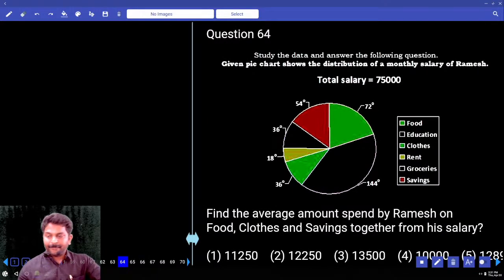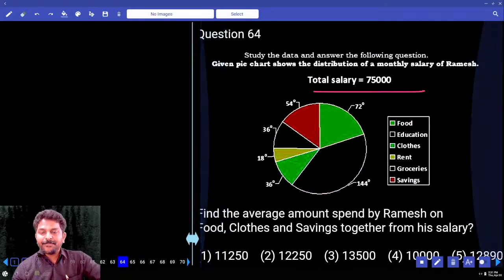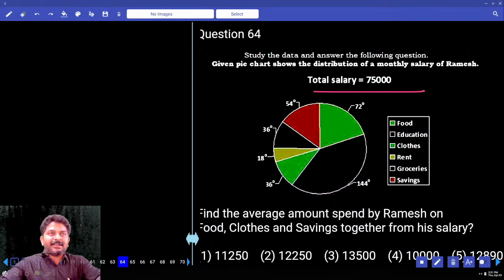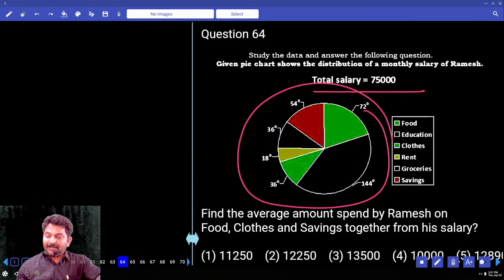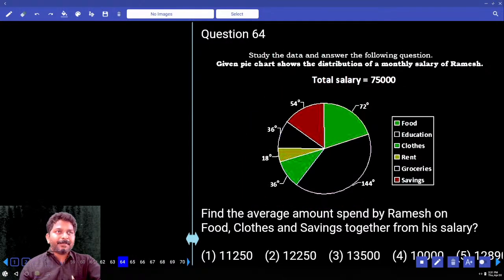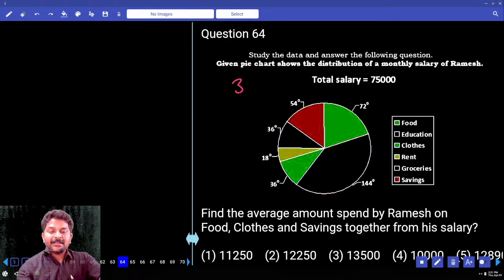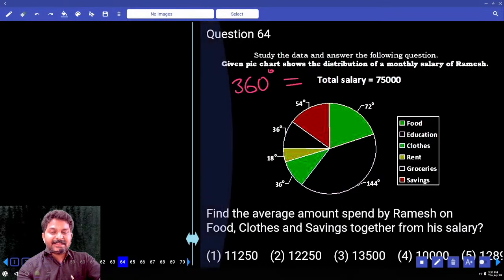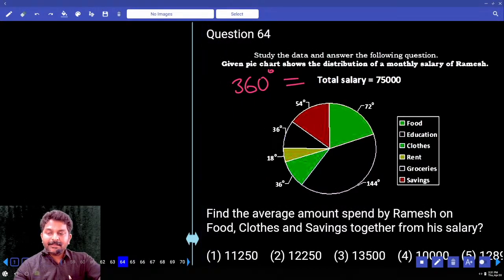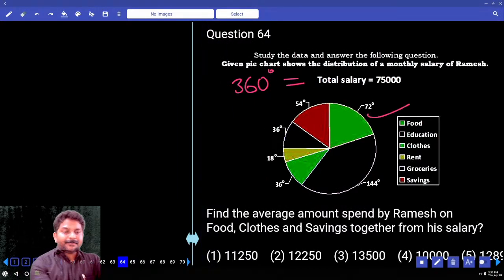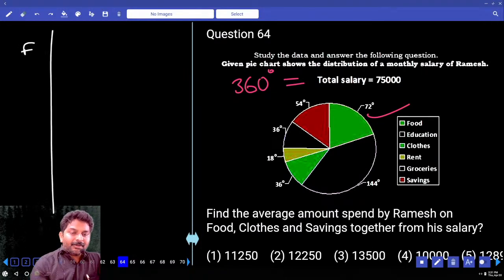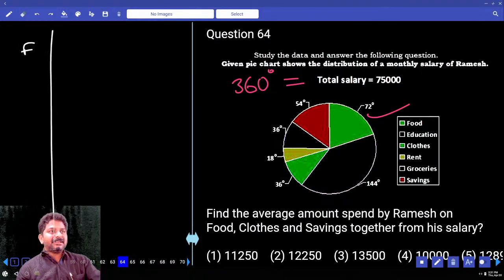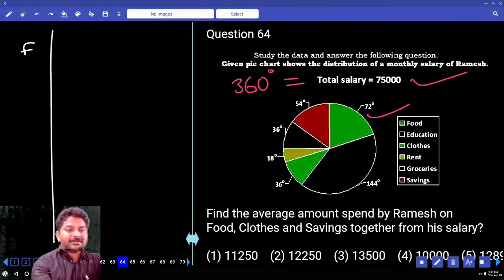Right, so the total value is mentioned as 75,000, and when you look at your data, it is given in degrees only. Total angle 360 degrees, correct? Right. 72 degrees, how do you get that? 20% of 360. Come on. 20% of 75,000.